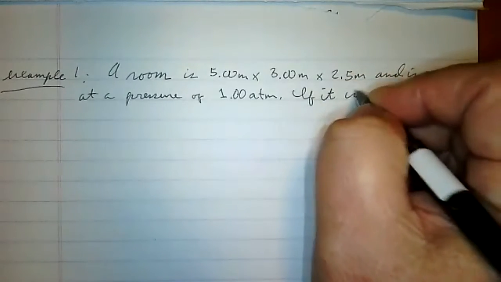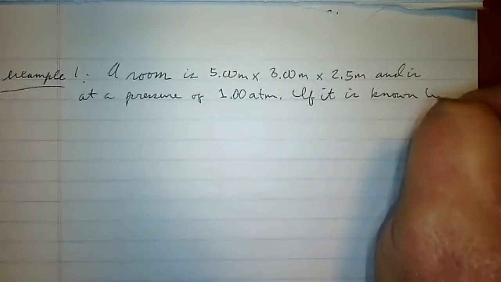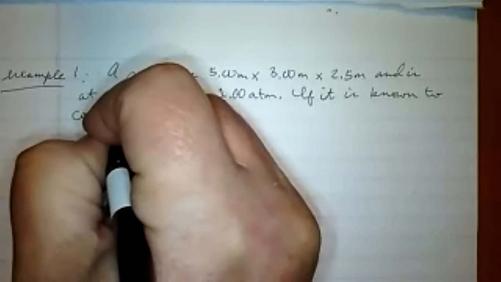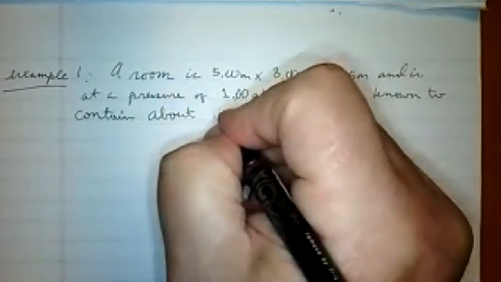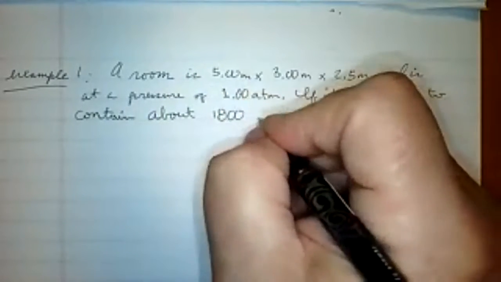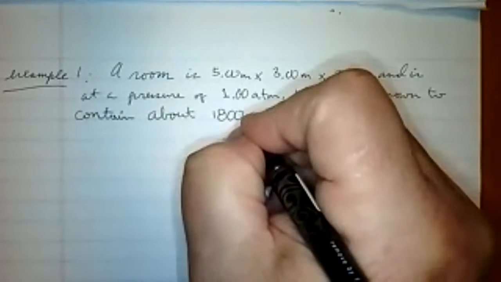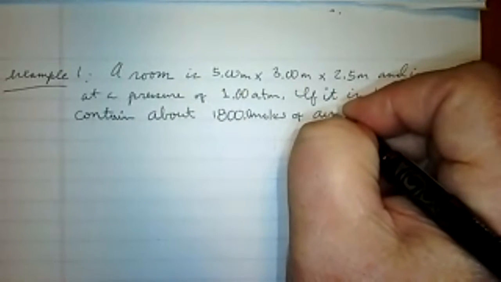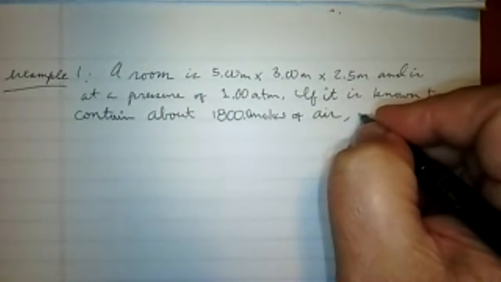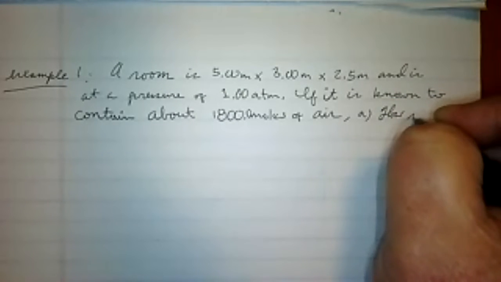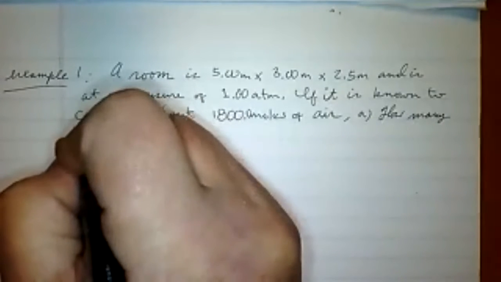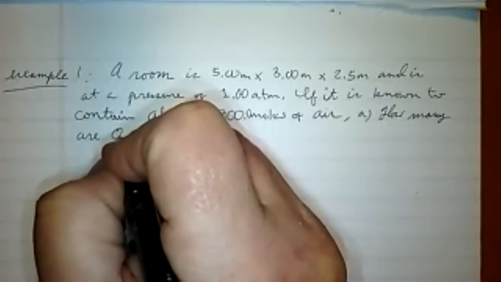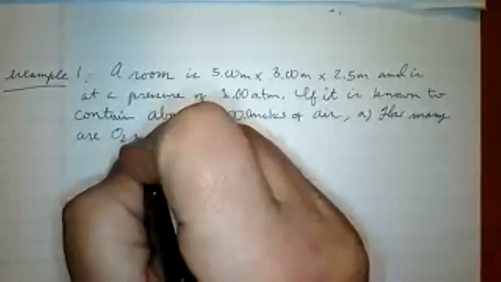If it is known to contain about 1,800 moles, I'll say 1,800.0 moles of air, A, how many are O2 molecules?